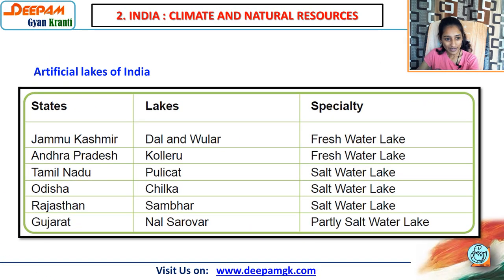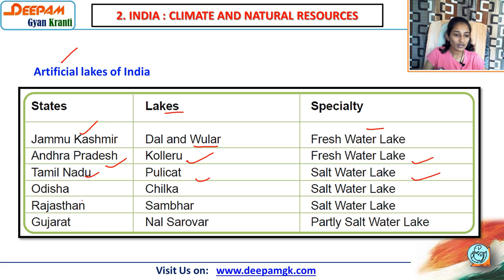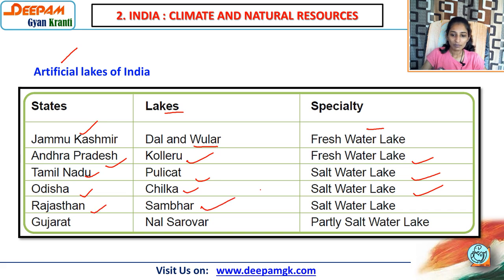Then lakes, but artificial lakes, not natural lakes. Where are they and what is the speciality? First, the state of Jammu and Kashmir, where we have Dal and Wooler lake, fresh water lakes. Andhra Pradesh, Koleru, fresh water lake. Tamil Nadu, Pulikat, salt water lake. Odisha, Chilka, salt water lake. Rajasthan, Sambhar, salt water lake. Gujarat, Nal Sarovar, partly salt water lake.